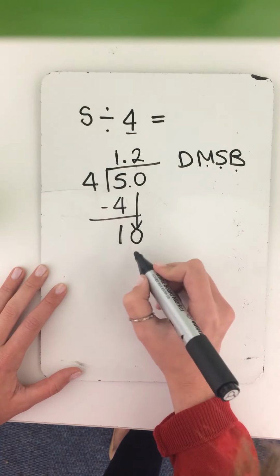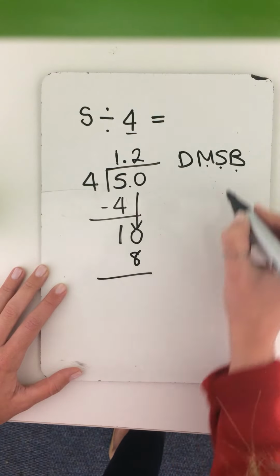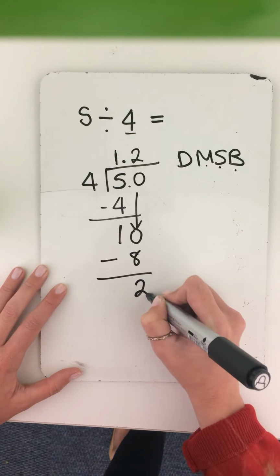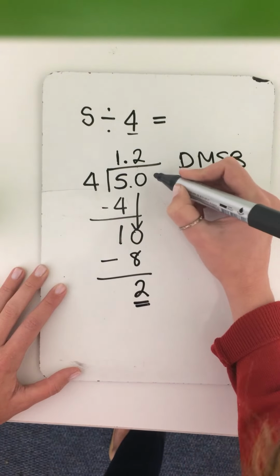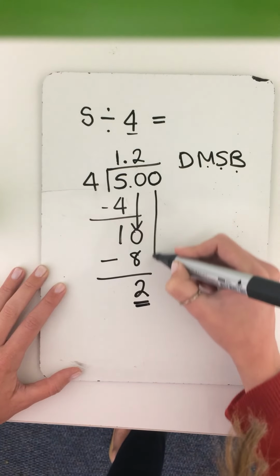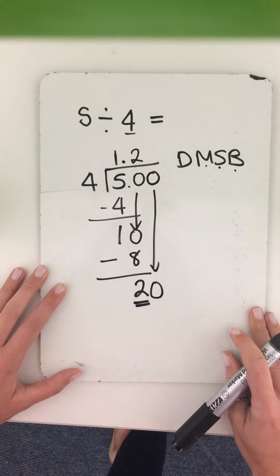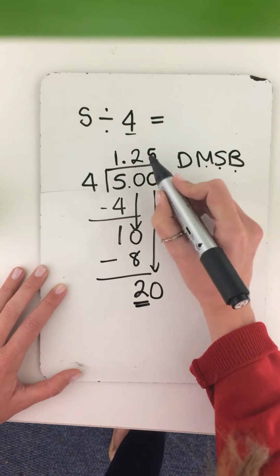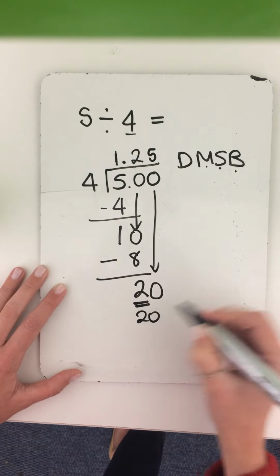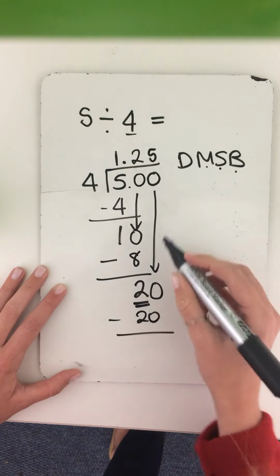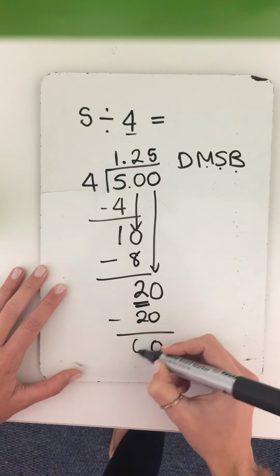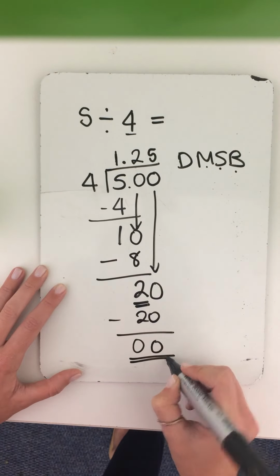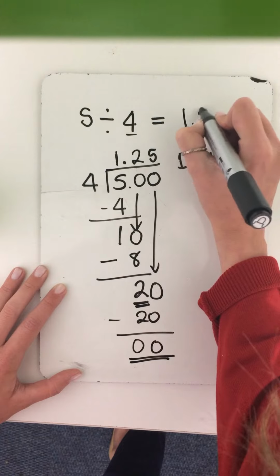Multiply 2 times 4 is going to give me 8. Subtract 10 minus 8 is going to give me 2. I can never have a remainder, so I put another imaginary 0 and bring it down. 4 into 20 goes 5 times. Multiply 5 times 4 is 20. Subtract 20 minus 20 gives me 0. Nothing to bring down because I don't have any more remainders, and my answer will be 1.25.